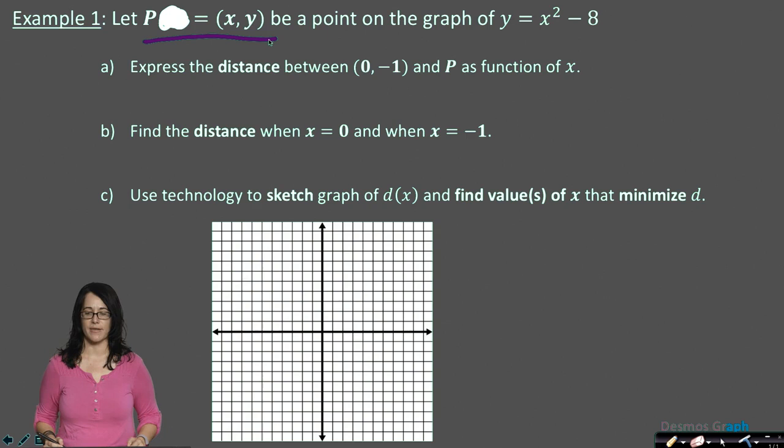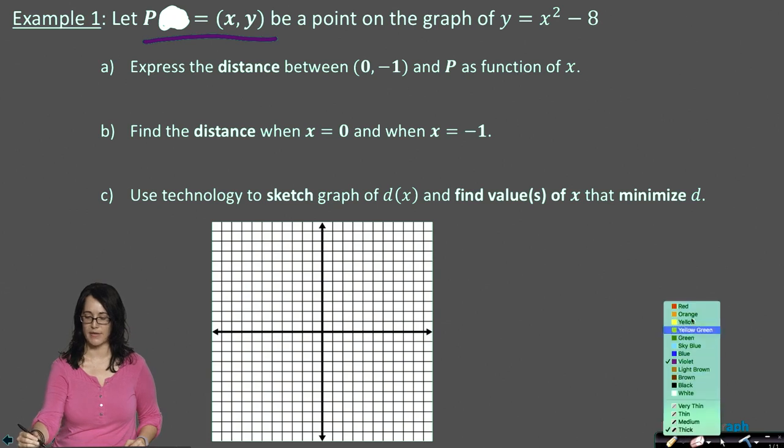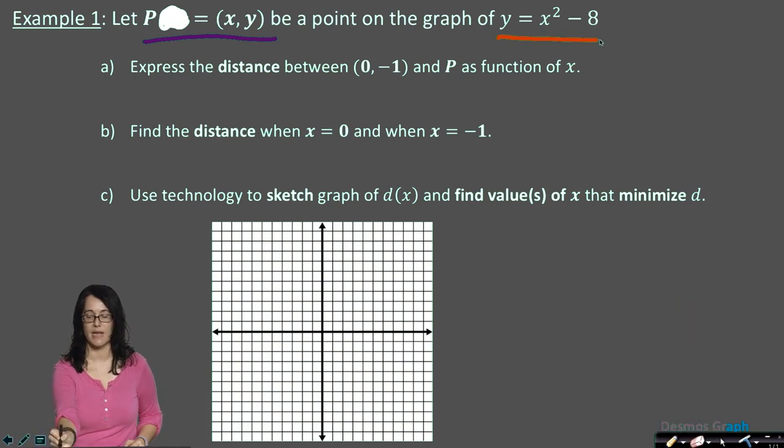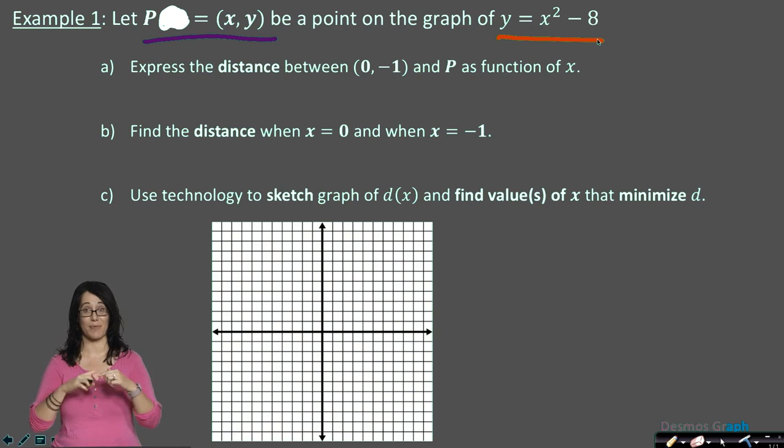What we're asked to find is the distance between that point, which is changing, and the trajectory y equals x squared minus 8. Now we've studied this type of graph. We know that this is a parabola opening up because the leading coefficient is positive, and that it's been shifted down 8 units.